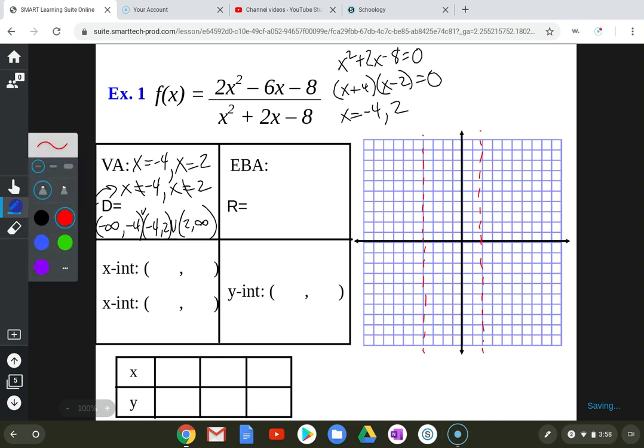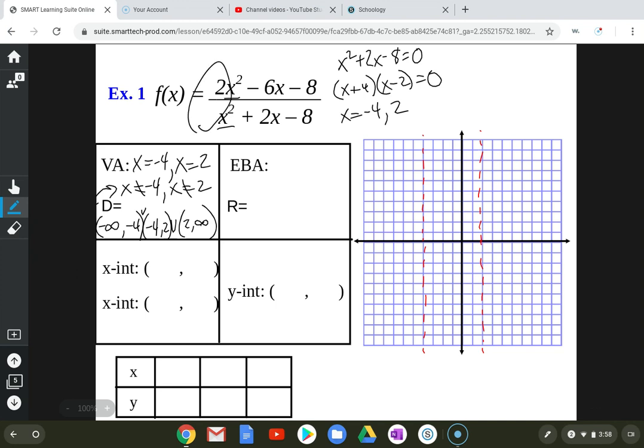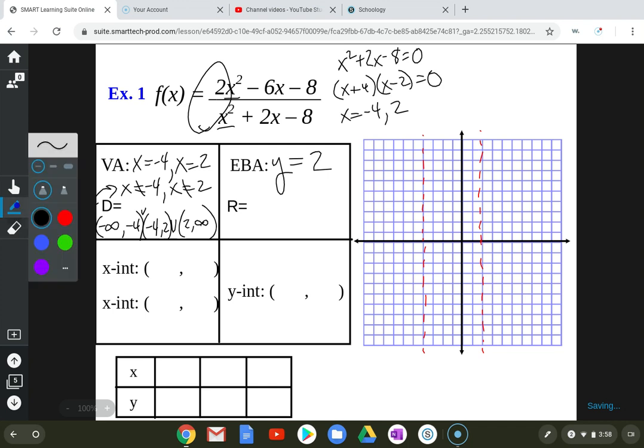All right. Okay, now let's talk end behavior asymptote. Really easy. Since the degree of the top and the degree of the bottom are the same, they are both squared. They're both 2. So degree of the top is 2, degree of the bottom is 2. Then our end behavior asymptote is just the quotient of the leading coefficients. So it is y equals 2. So I'm going to sketch our end behavior asymptote here at y equals 2.